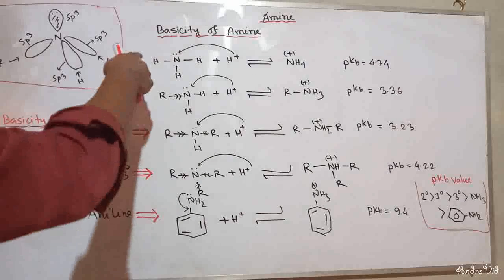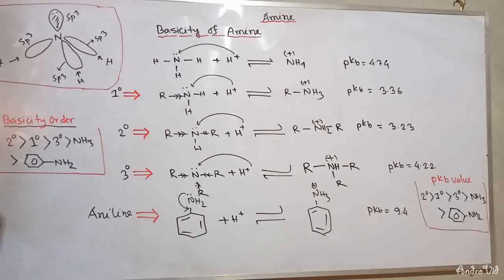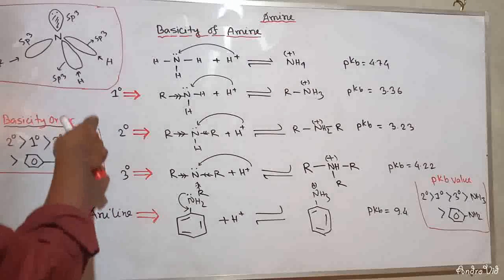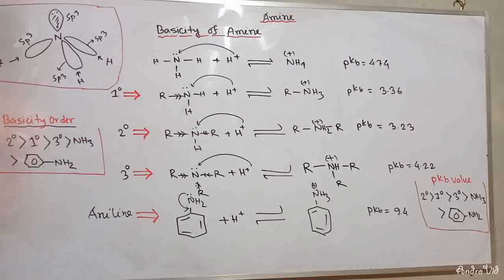Just consider the two examples. Between them, the primary (1 degree) amine must have greater electron density on the nitrogen atom, so it has more basic character. If you analyze 1 degree and 2 degree, then the 2 degree amine will have more basic character. If you analyze 2 degree and 3 degree, what will happen?